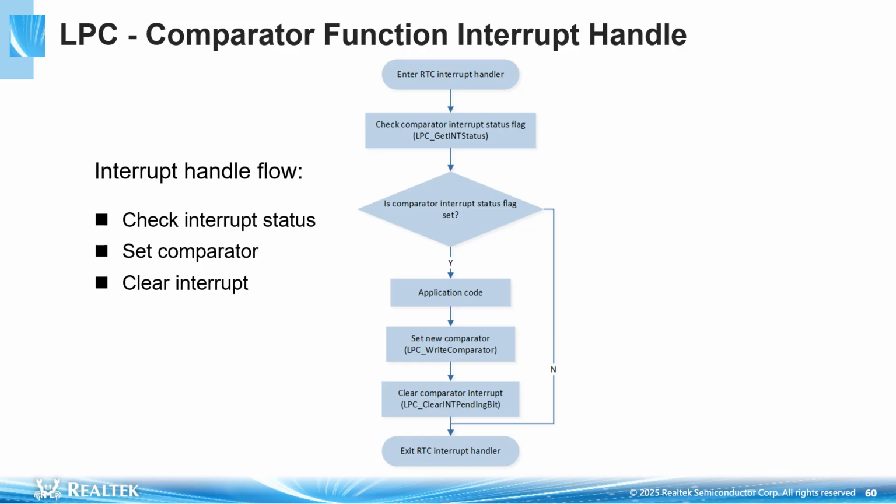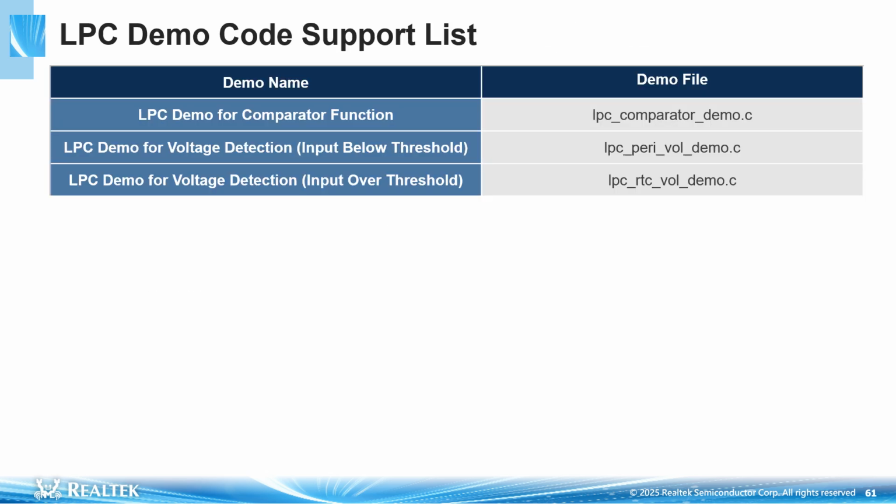The interrupt processing flow of the LPC comparator function is shown in the figure. The first step is to check the interrupt status, the second step is to set the comparator value, and the third step is to clear the interrupt. The table lists the demo codes supported by LPC. For detailed information, please refer to the LPC section of the SDK online documentation.